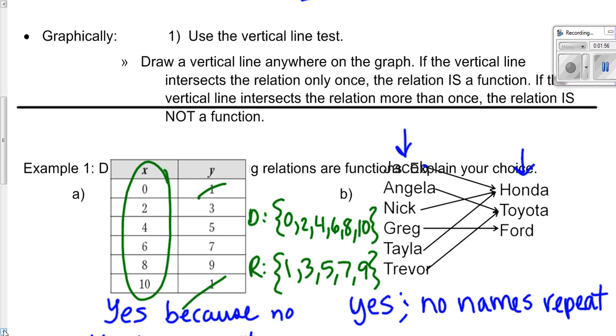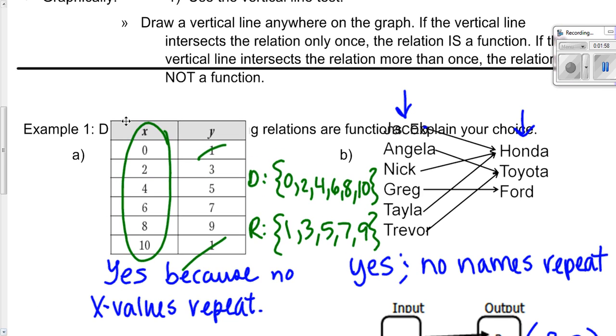Here's a couple examples. Look right here and we see that in our domain or input value, our independent variable, we have 0, 2, 4, 6, 8, 10. If we label out the domain and the range here, we know that none of the x values repeat. So if none of the x values repeat, then this relation is a function.